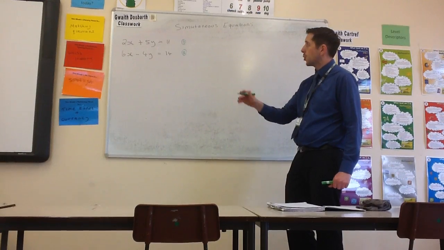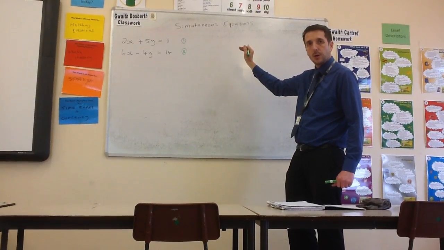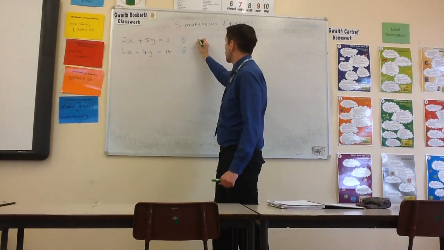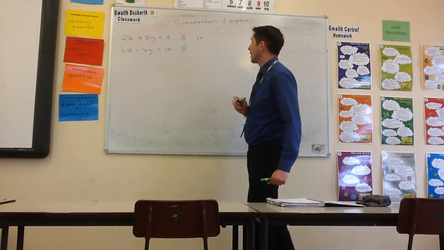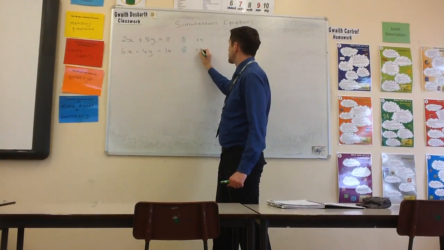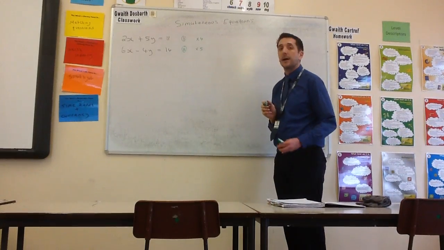Remember from the last video, we need to multiply all of the equation, not just the y's. So to make our 5 become 20, we've got to multiply all of equation 1 by 4. And to make our 4y become 20, we've got to multiply all of that equation by 5.